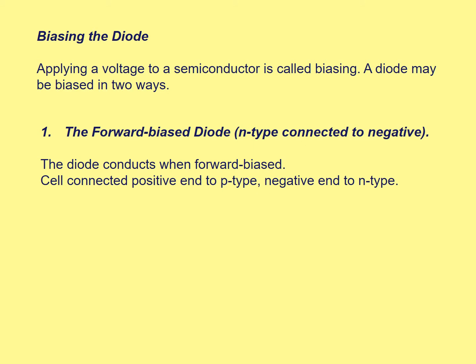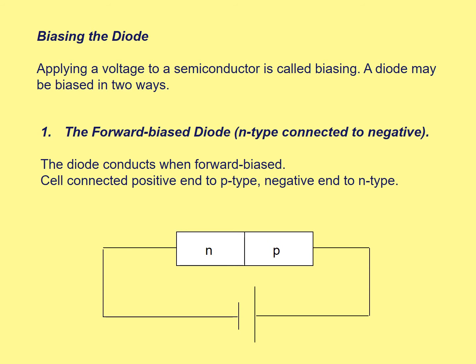In order to allow conduction to happen, we bias the diode. We can apply a voltage to the semiconductor, and this is called biasing. And the diode can be biased in one of two ways, either to make it conduct or to make it not conduct. In forward bias, the diode with the n-type region connected to the negative terminal of the supply, the diode conducts. The cell is connected positive end to p-type and negative end to n-type, as shown in the diagram.